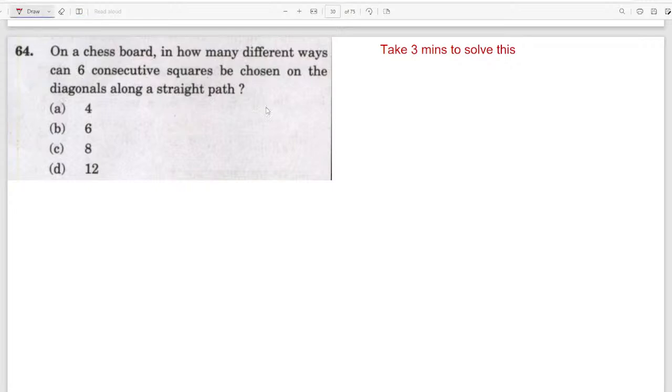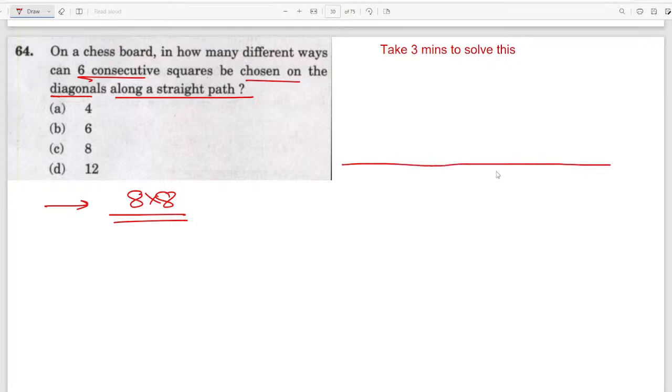So we'll see how to go about this question. They are saying, on a chessboard, in how many different ways can 6 consecutive squares be chosen on the diagonals along a straight path. So the first thing that you have to know is that the chessboard is an 8 into 8 board. If you don't know this, then you would have trouble here. This should be an 8 into 8 box.